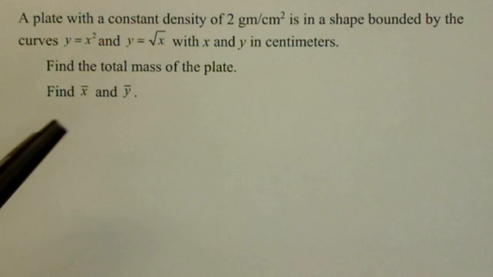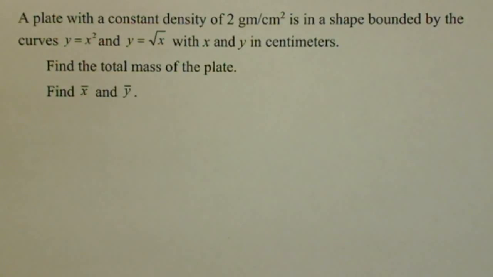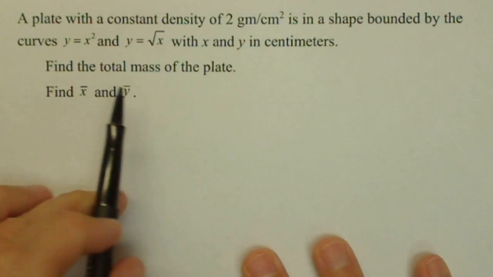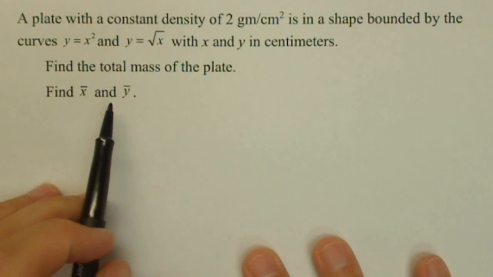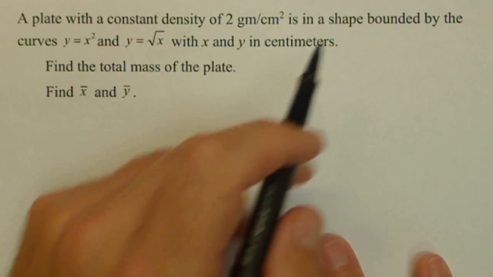So we're given a plate with a constant density of 2 grams per centimeter squared, and it's in a shape bounded by the curves y equals x squared and y equals square root of x, where x and y are in centimeters. We're going to find the total mass, and then x bar and y bar, the center of mass.